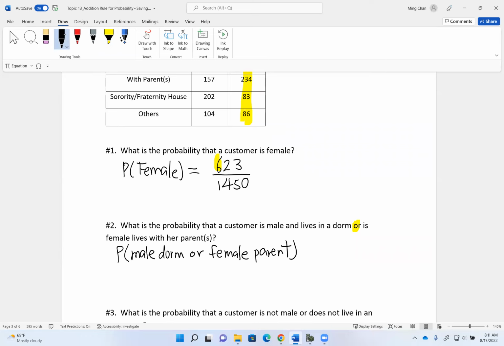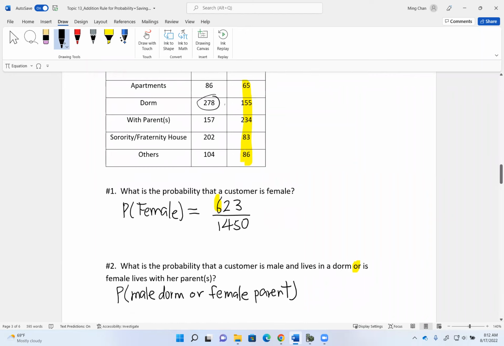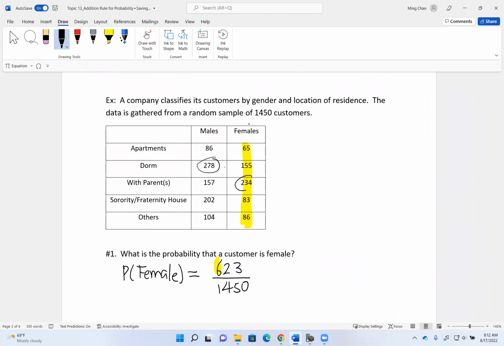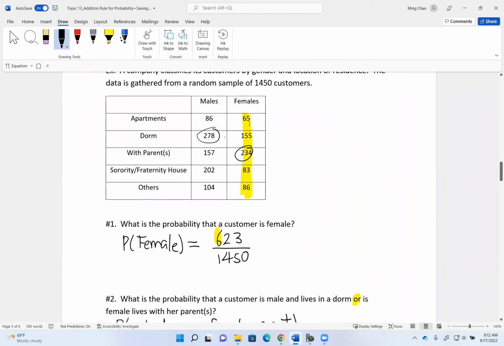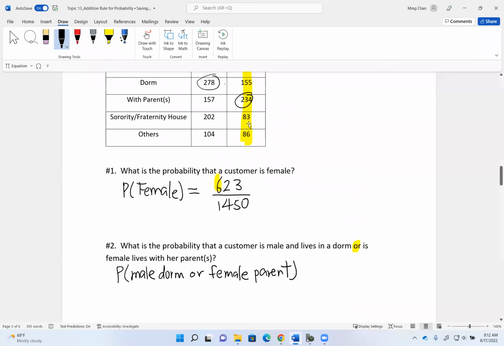Okay, so the or tells me to add the two. So I have to think, okay, is this disjoint or not disjoint? Male dorm, male living in the dorm, 278, right there. Female living with the parents, right here. So the two events are actually mutually exclusive. It's actually disjoint because there's no overlapping outcome. So I simply just add up the two. Okay, 278 ways to select that one, male living in the dorm, out of 1450, plus 234 ways to select that female living with the parents.